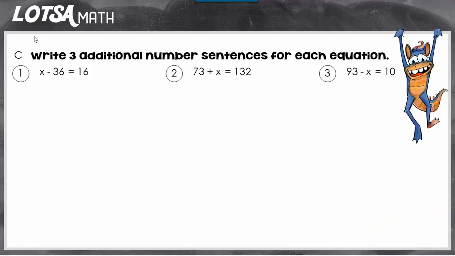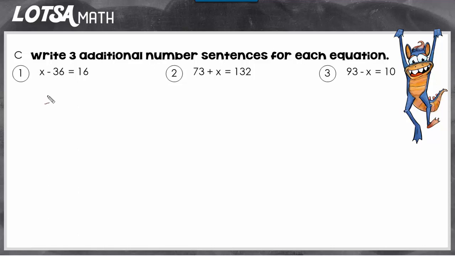On number 1, we have X minus 36 equals 16. X is the variable. X is the number we don't know what it is, but it does stand for a value, and it's a value that you could figure out. But what we're going to do is write 3 other sentences that are in the same fact family. So what we notice is first, we already have a subtraction sentence.